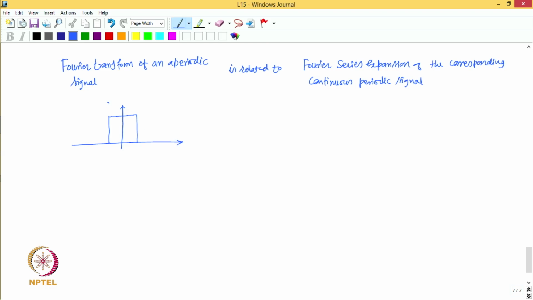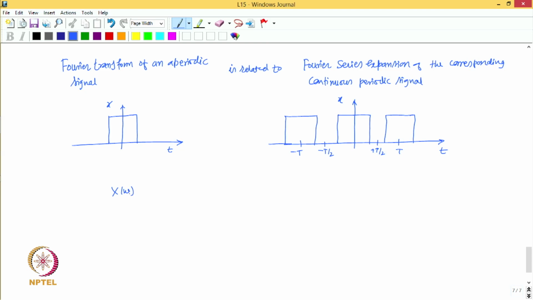So this is the aperiodic signal, and if we look at the corresponding continuous periodic signal obtained by repeating copies of the aperiodic signal after every time T, this is T, minus T, this is plus T by 2, this is minus T by 2. For this aperiodic signal we have already seen that its frequency domain representation is given by X of omega, while for the corresponding continuous periodic signal with period T, the frequency components are given by the complex Fourier coefficients Cr. Now, the question is: is there a relationship between X of omega and Cr?